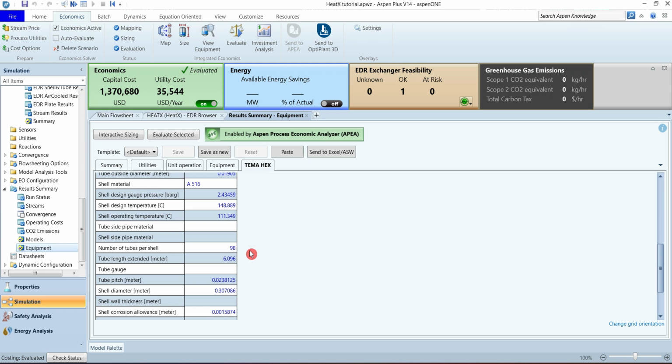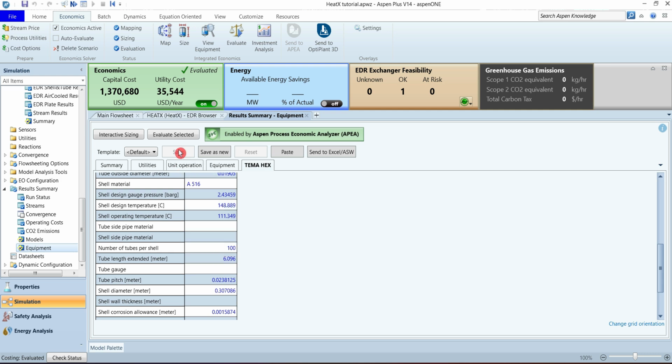You can notice the difference. Previously, we had calculated 134 tubes per shell, and here 98 tubes are given. If we want to have a different geometry, then we can rigorously play over here, and we can try to match the geometry with the geometry of the EDR browser. This is the geometry determined by the Aspen Process Economic Analyzer. And we have the liberty to change any of the numbers and make the adjustment. For the case of exercise, change the number of tubes from 98 to 100.